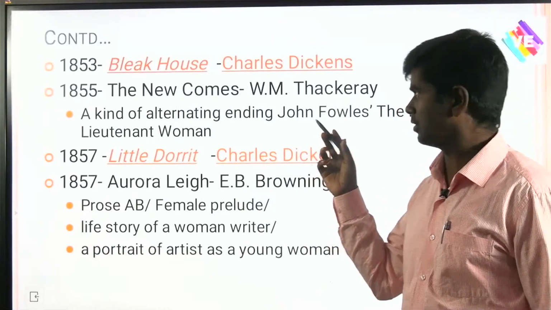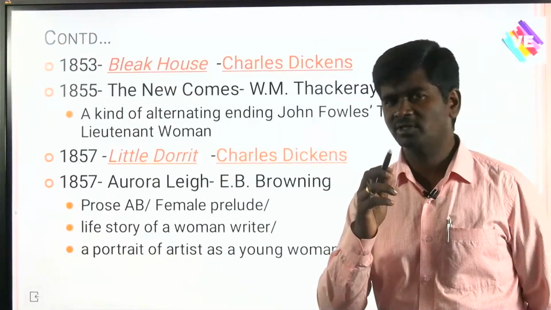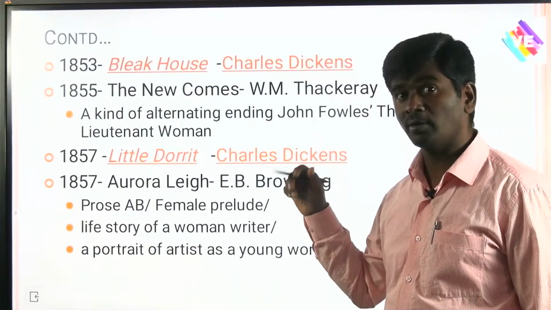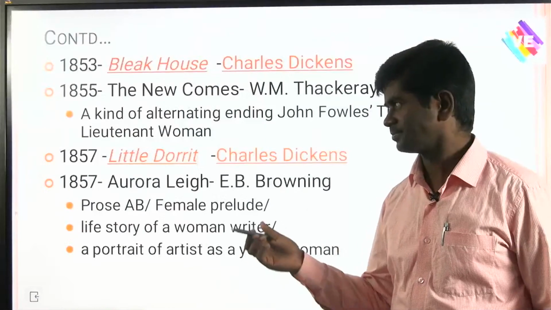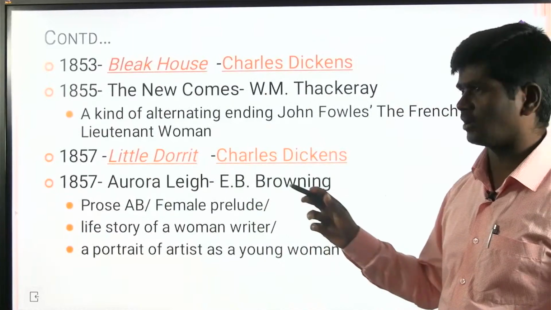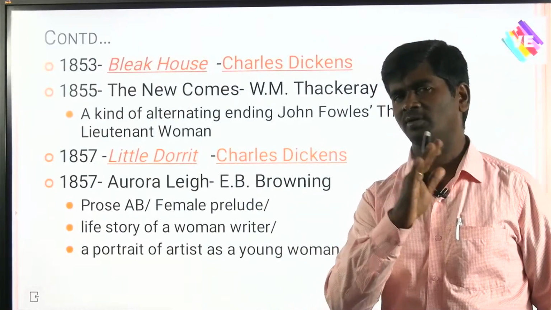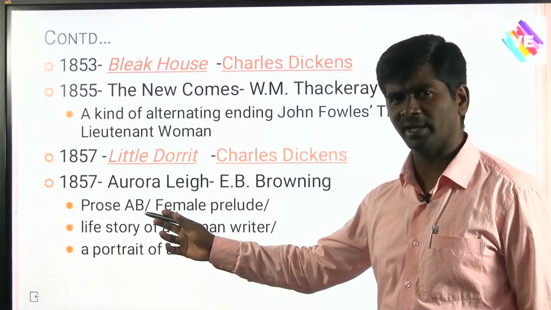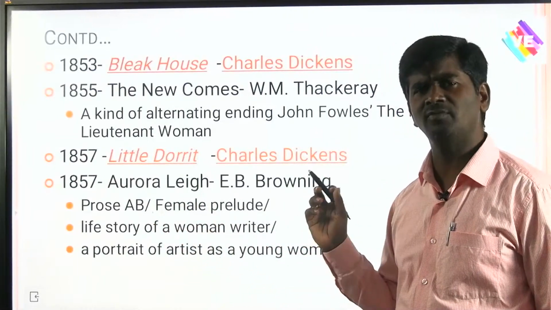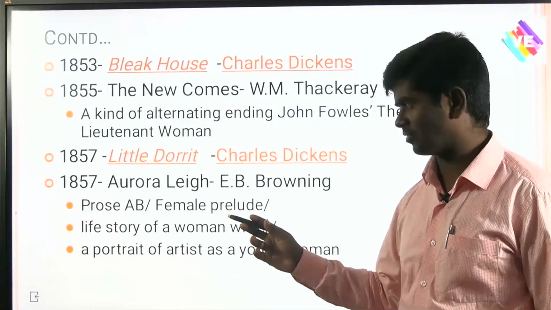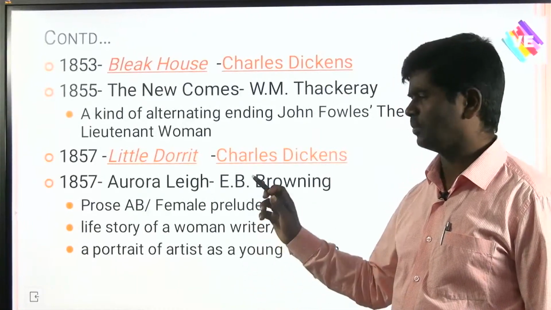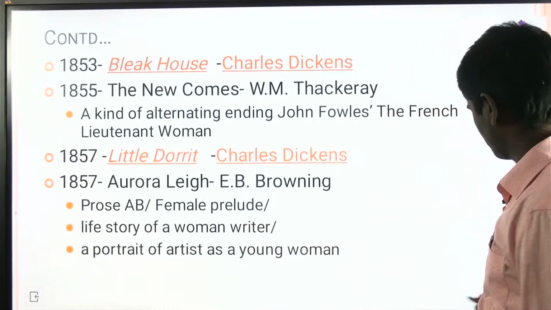Next, like John Fowles, The French Lieutenant's Woman, which is a popular novel written by John Fowles, this novel also includes an alternative ending. So there is a kind of similarity. And Charles Dickens, Aurora Leigh, the autobiographical work of Elizabeth Barrett Browning, and prose autobiography. This is composed in the form of prose. And Female Prelude, this is also called Female Prelude. And Life Story of a Woman Writer, a portrait of the artist as a young, not man, young woman. The popular lines which describe Aurora Leigh.